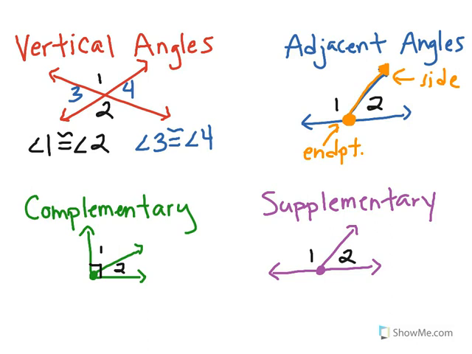The next kind are complementary and supplementary, and you should already be familiar with these from your earlier years in math. Complementary angles are angles that add up to 90 degrees. So in this case, I've got angle 1 and angle 2 here with a right angle, and I know it's a right angle because of the box. So I'm going to say that the measure of angle 1 plus the measure of angle 2 should equal 90 degrees.